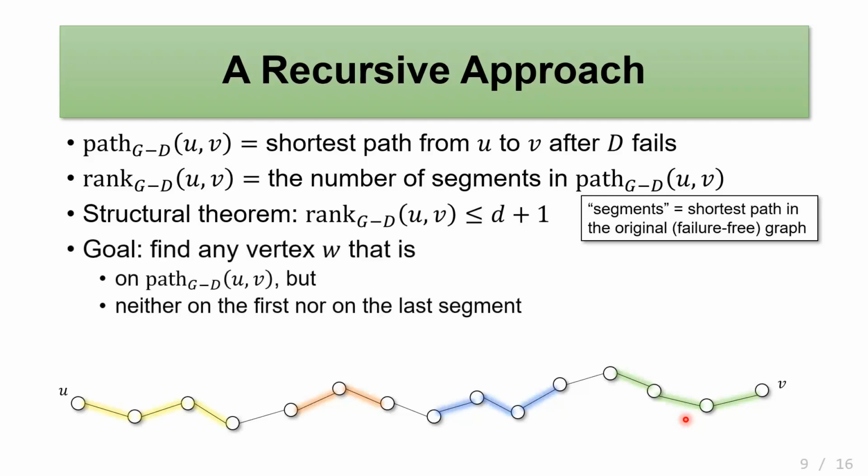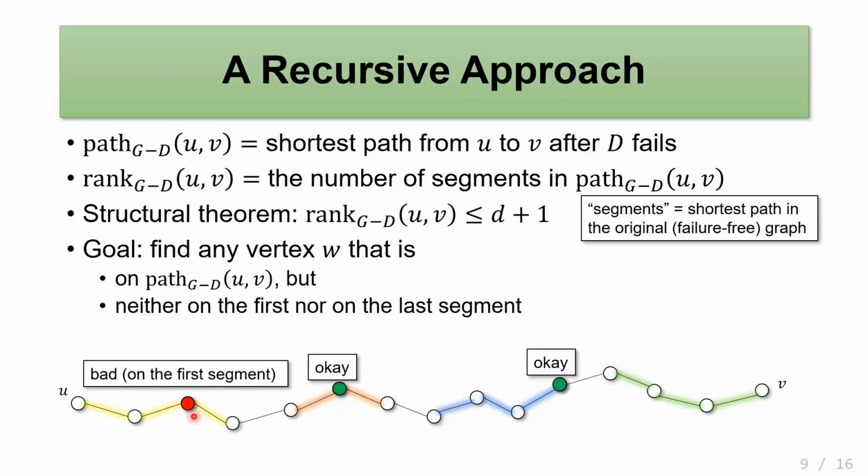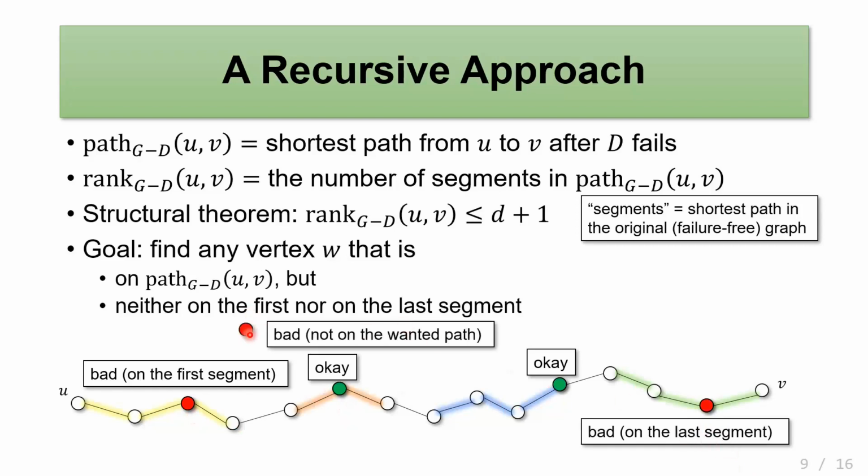Our goal in the recursive approach is to find some vertex w that is on path G minus d uv, but neither on the first nor on the last segment. So, for example, this green vertex is okay because it is indeed on the path G minus d uv, but it's neither on the first nor on the last segment of path G minus d uv. This green vertex is also okay. This red vertex is bad because it's on the first segment. This red vertex is bad because it's on the last segment. Finally, this red vertex is bad because it's not on the path G minus d uv.